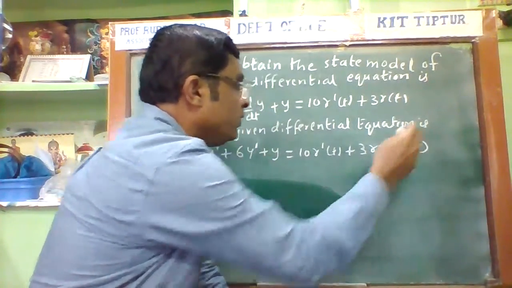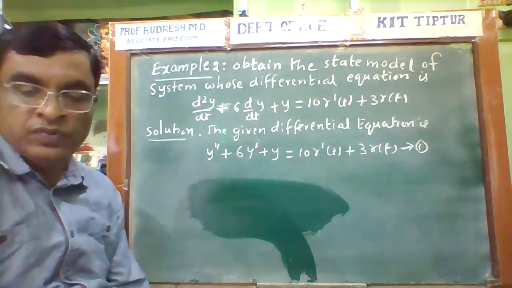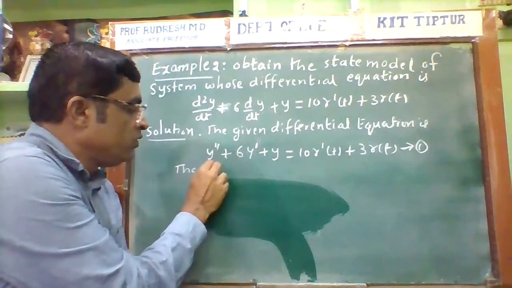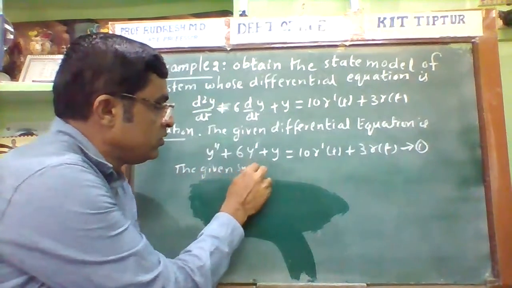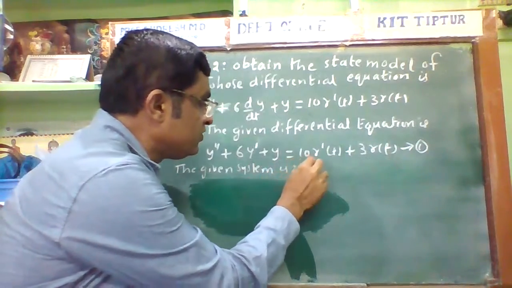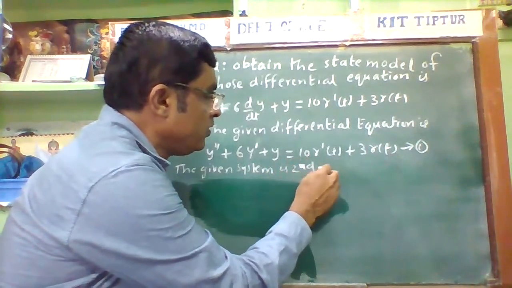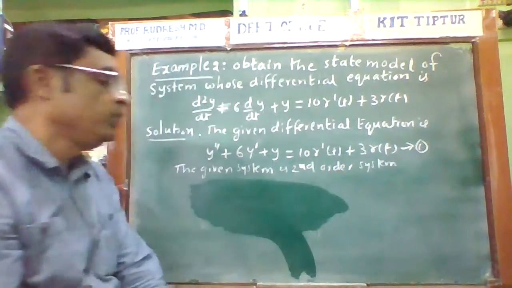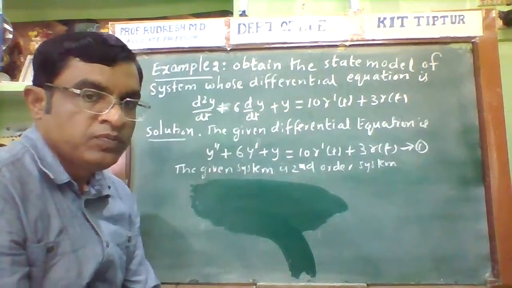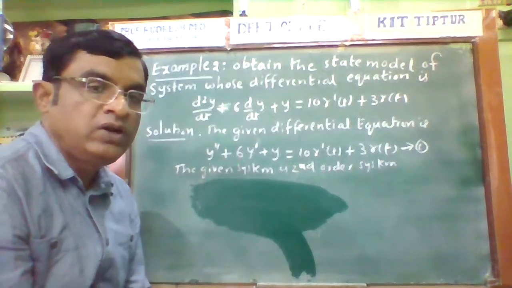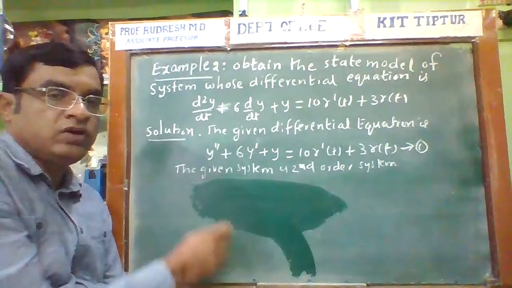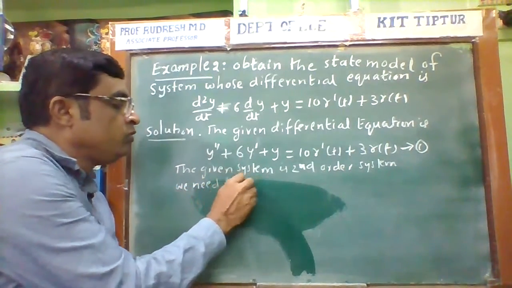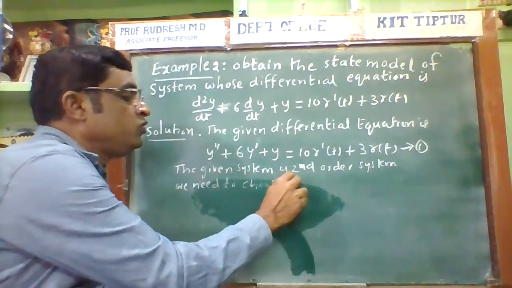The given system is a second order system. Therefore, we need to choose two state variables.